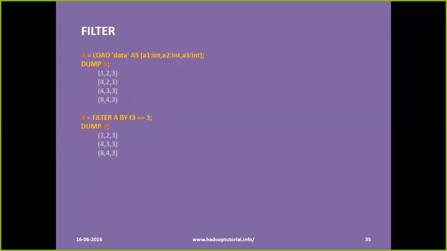And if you want to use any filtering conditions to filter out your rows, you can use this syntax. So load data to load your data. Once you have loaded the data, FILTER A BY F3 equal to 3. Only the records where the third column matches the value 3. Okay. So here we got those 3.